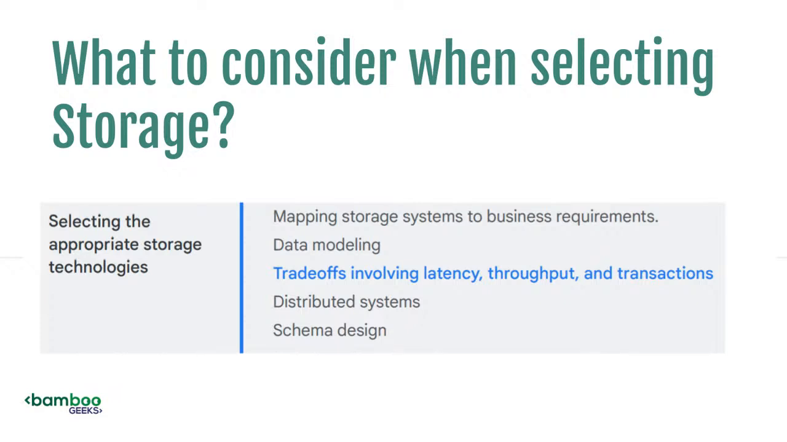Do you need low latency or no? Do you need high throughput or no? Or do you need performant transactions or you need very normal transactions? Also, ask yourself, do you need distributed systems? If you need them, go with Spanner. If you don't, go with SQL. And do your schema design. Always do your schema design before even getting involved with any of the services.